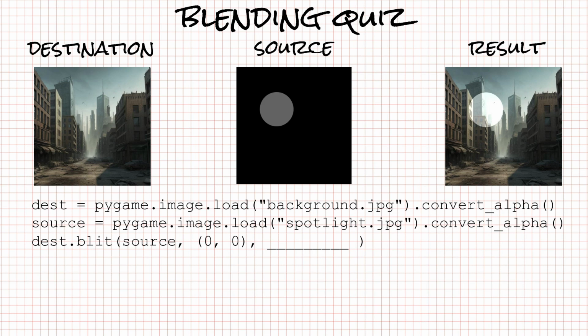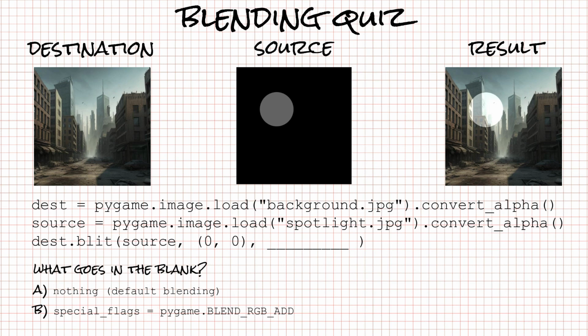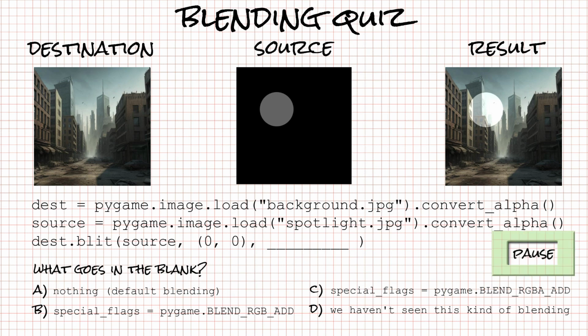This spotlight image is mostly black with one circle of dark gray, 100, 100, 100. Now we're combining these again with dest.blit(source, (0, 0), blank). What goes in the blank? Is it A, nothing, the default blending mode, B, special_flags equals pygame.BLEND_RGB_ADD, C, special_flags equals pygame.BLEND_RGBA_ADD, or D, this cannot be achieved with what we've learned in this video. Pause and work it through.